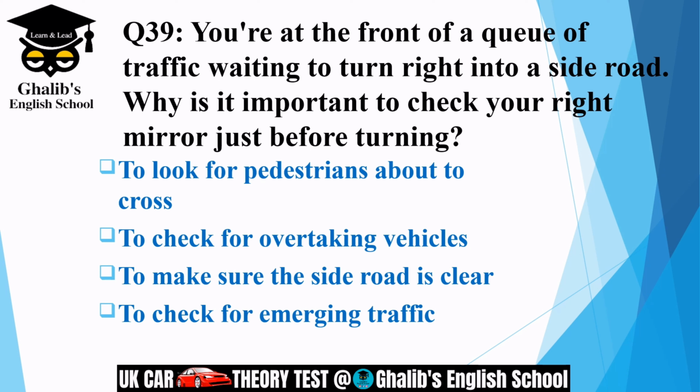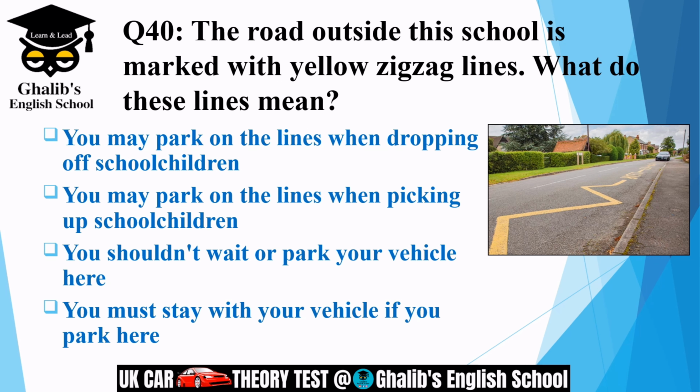To look for pedestrians about to cross, to check for overtaking vehicles, to make sure the side of the road is clear, to check for emerging traffic. The correct option is to check for overtaking vehicles.